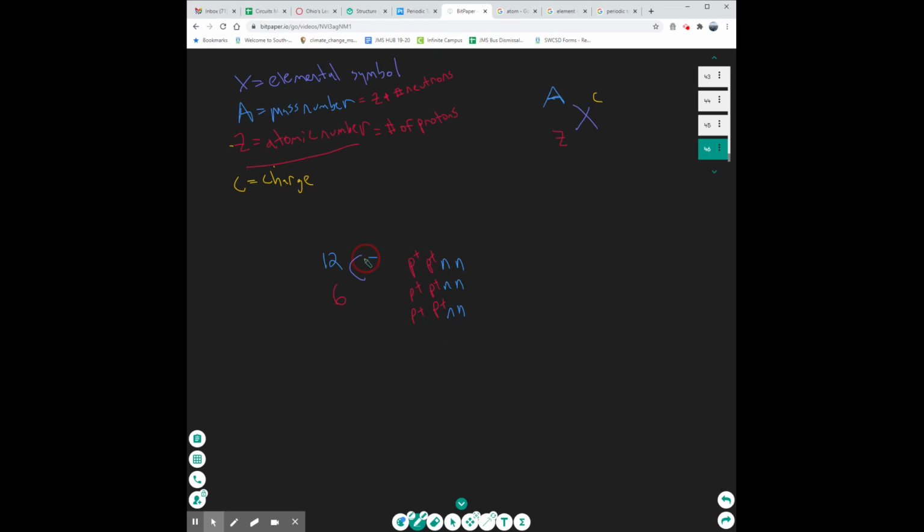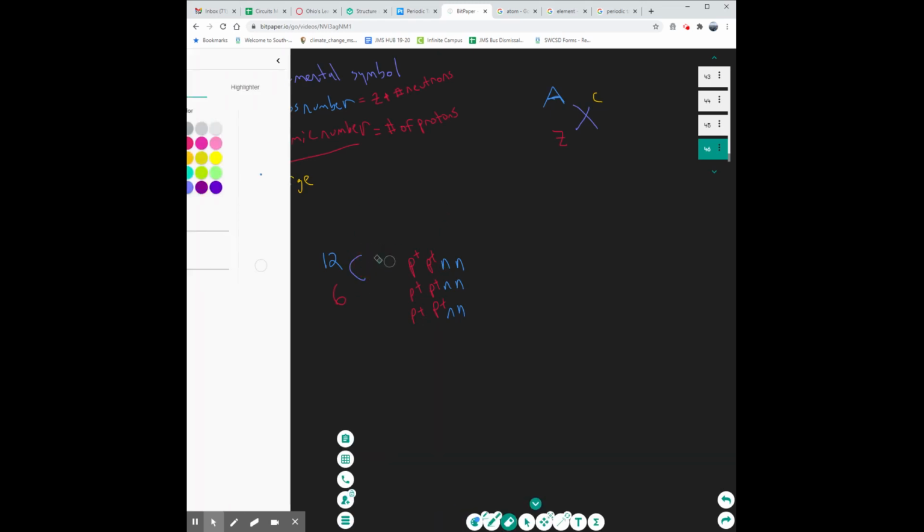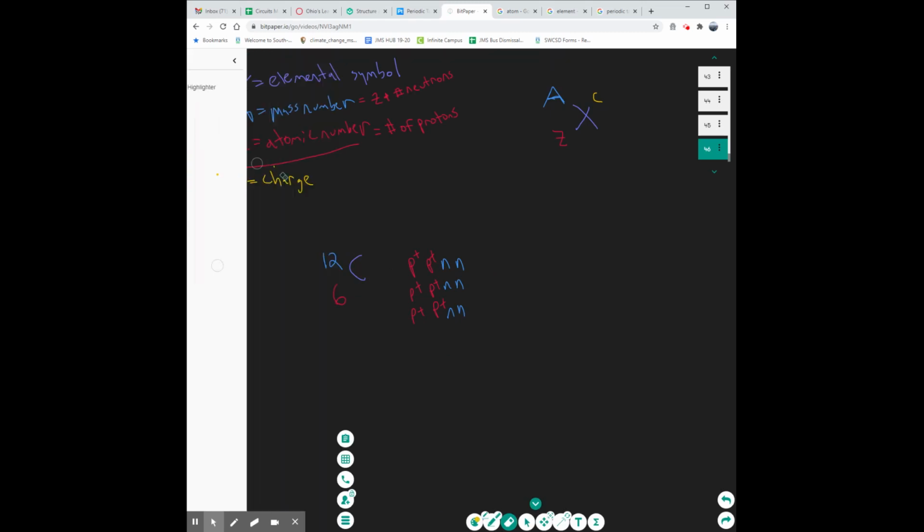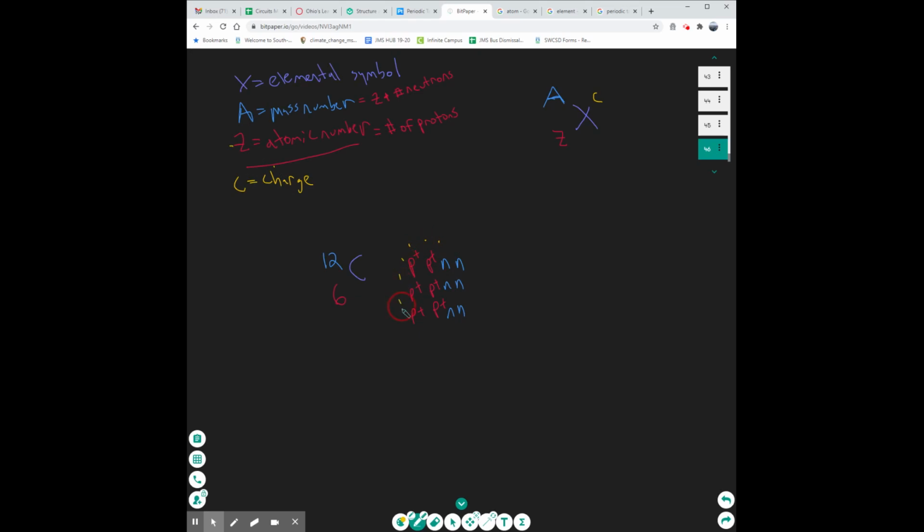Now, we know also there's no charge up here, right? Which means it needs to have how many electrons around the outside? That means we need to, and let's just dash in some energy shells here for funsies. Pretend that's a circle and pretend that's another circle.